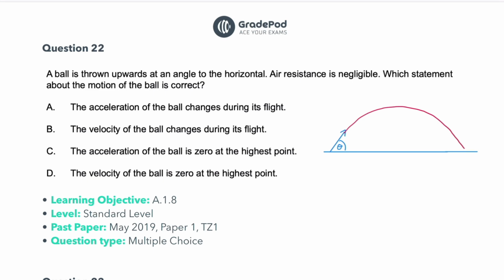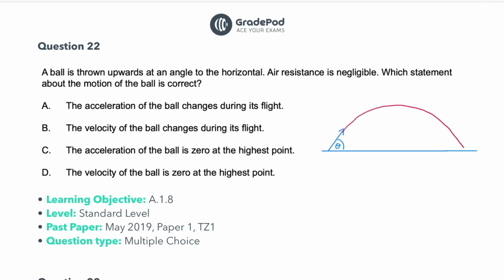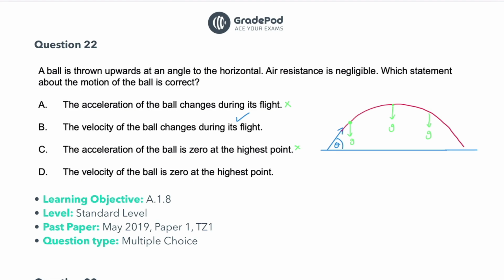A. The acceleration of the ball changes throughout its flight. Well, that's not true. Because air resistance is negligible, the acceleration of the ball at all points is g, or 9.8 meters per second squared, downwards. So it's not that one. B. The velocity of the ball changes during its flight. Well, yes, the velocity changes. Let's put a tick next to that and make sure the other two are incorrect. C. The acceleration of the ball is 0 at the highest point. No, that's not true. The acceleration is always g, downwards.